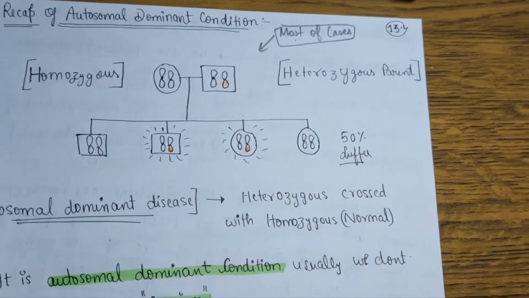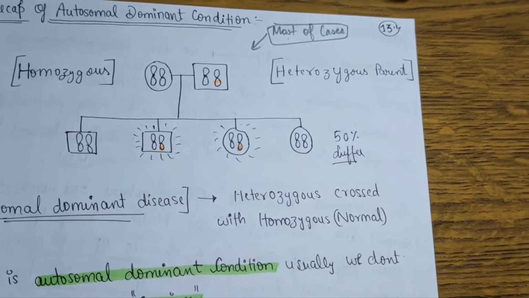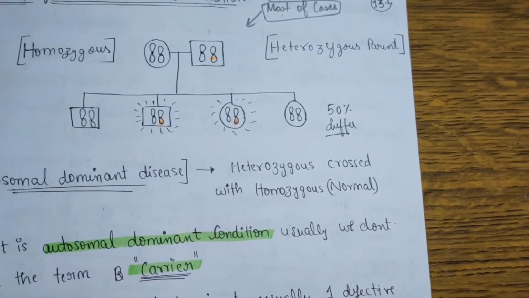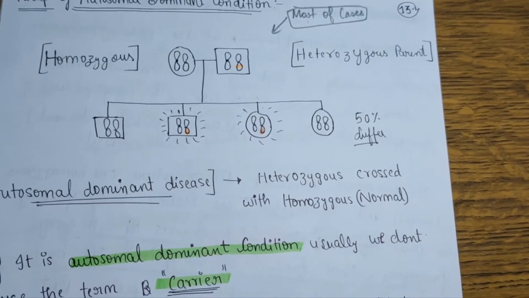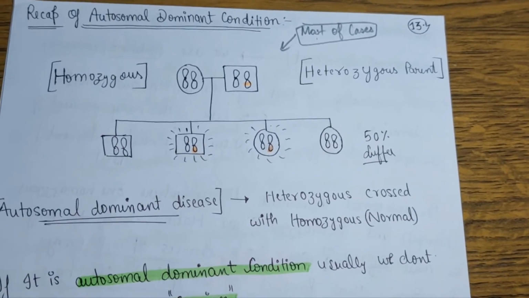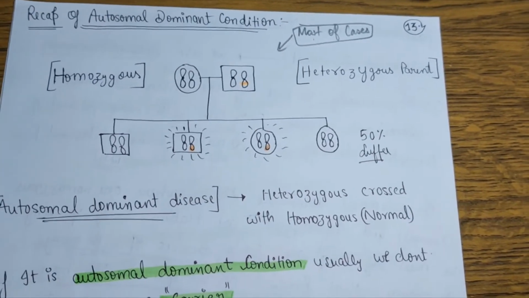We have understood what is pleiotropy. We have understood what is variable expressivity. We have understood what is reduced penetrance, and we have also seen the concept of new mutation. So now let us do a recap of the autosomal dominant and all the things I mentioned.